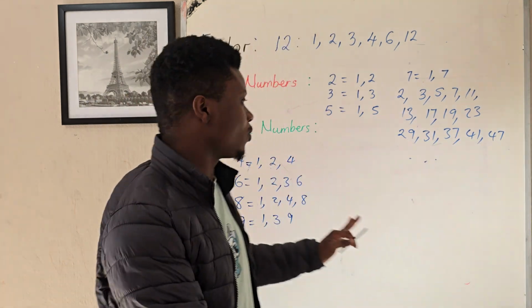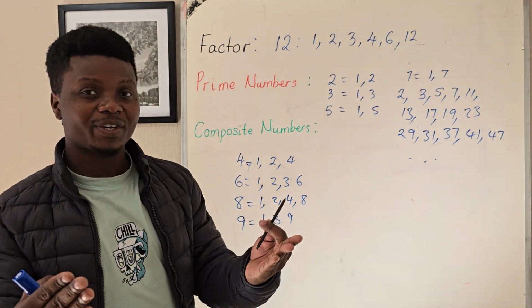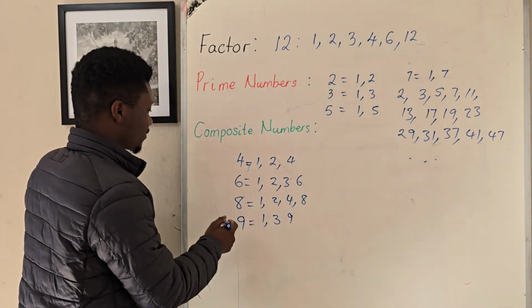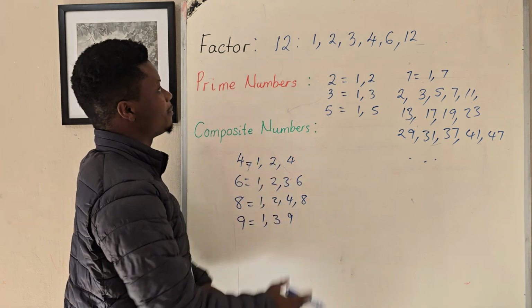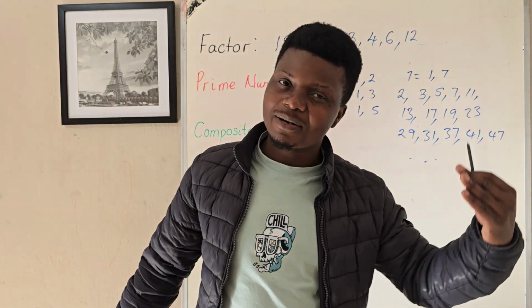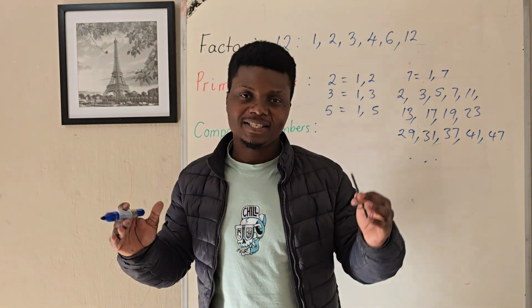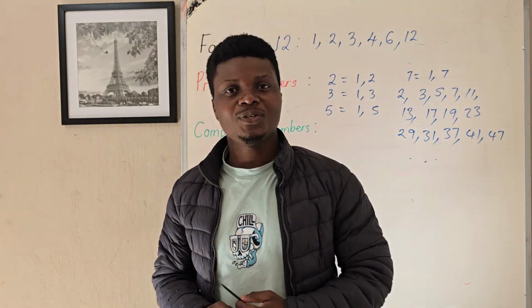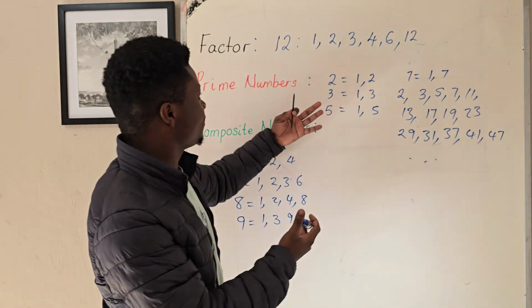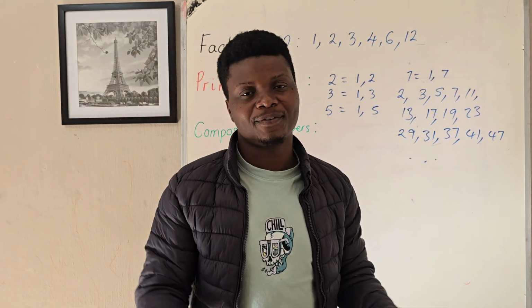So these are what we call composite numbers. It's so interesting that you see that 1 is not a composite number and 1 is not a prime number. So 1 is neither a prime number nor a composite number. Watch the next video and see how we can use prime numbers to do prime factorization.